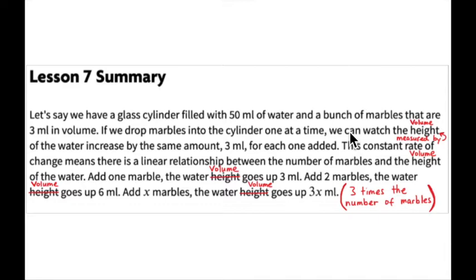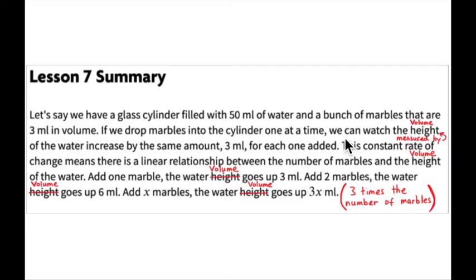because they were proportional. But then we went on to realize that if you had a different shaped container, the volume was not proportional to the height. So you needed some other way to measure volume, and that was based on the number of marbles that were added. So when you drop marbles into the cylinder or any other container, what you're measuring is volume, not the height.